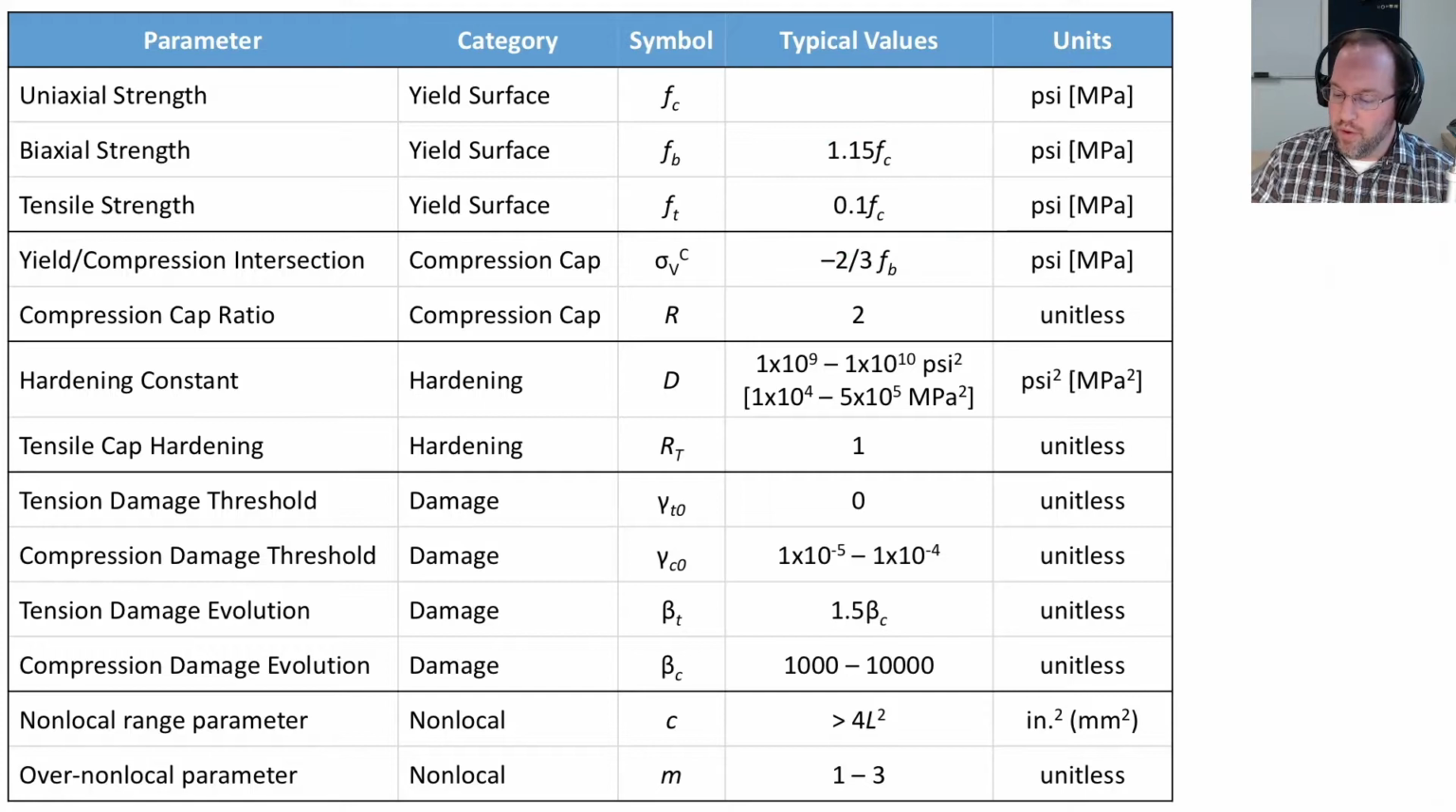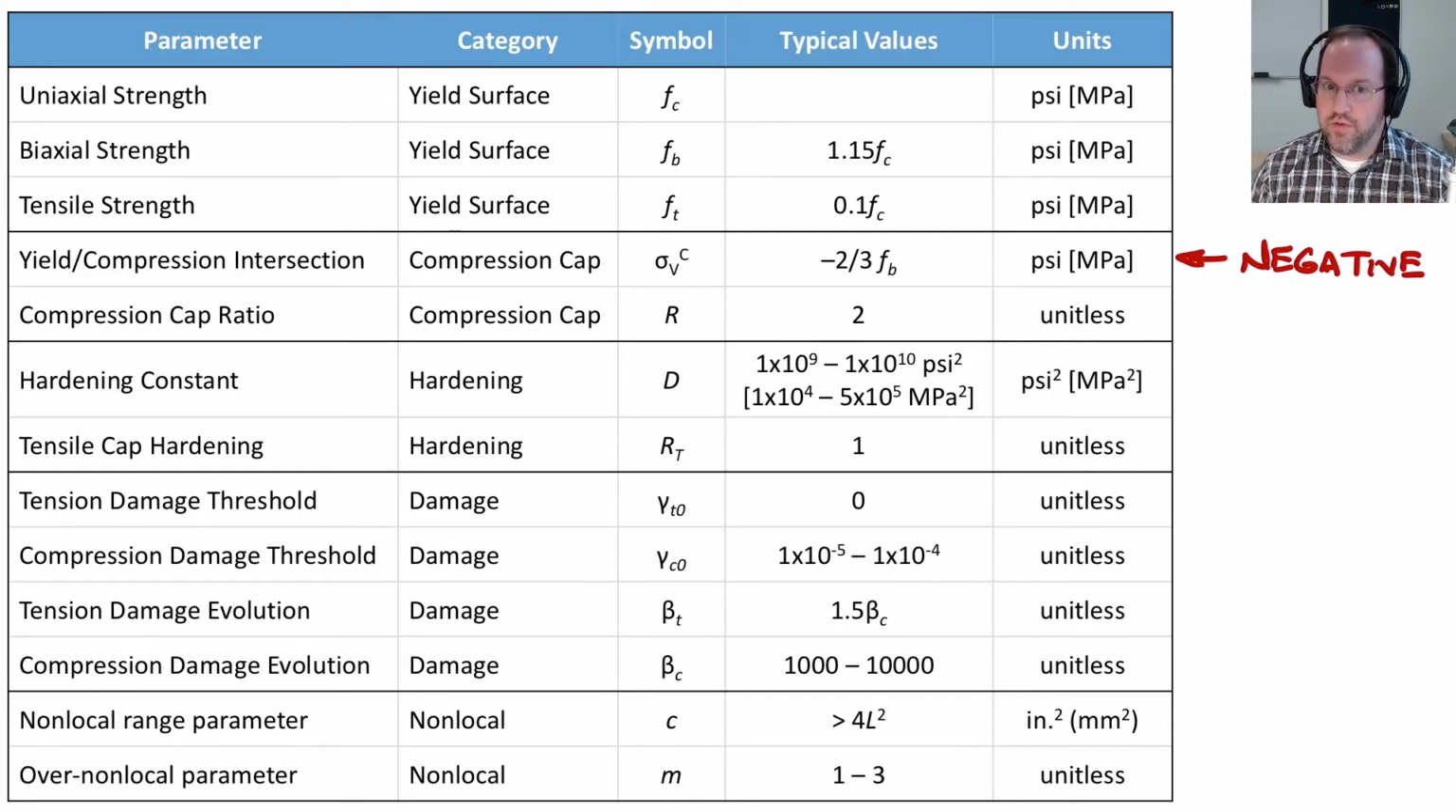Next, we move on to the compression cap. The compression cap is going to be defined with two parameters. The first parameter here is our transition from Drucker-Prager yielding to the compression cap. It is always a negative value, and it usually is approximately -2/3 of your biaxial compressive strength. Now, you can always set that to a large value, for example, -1 times your biaxial compressive strength, and that's acceptable, but as a first guess, this is pretty reasonable.